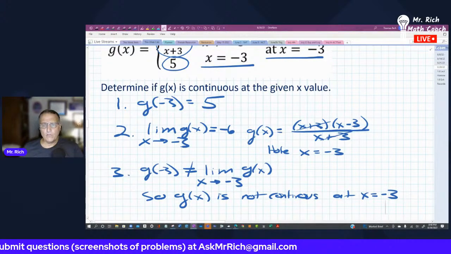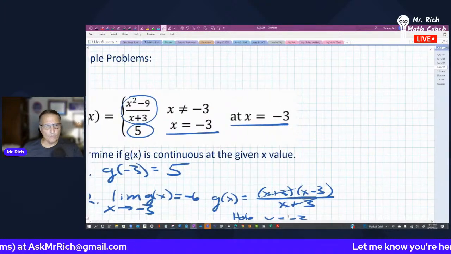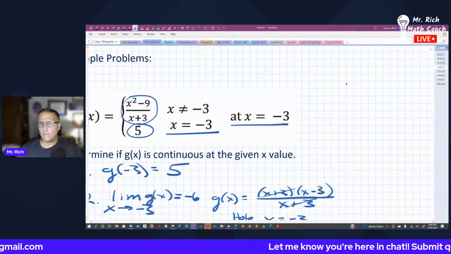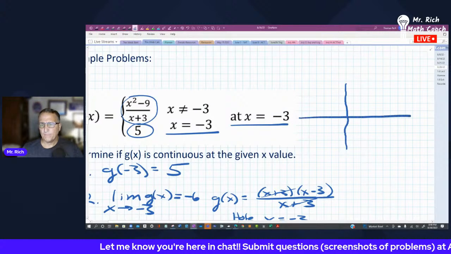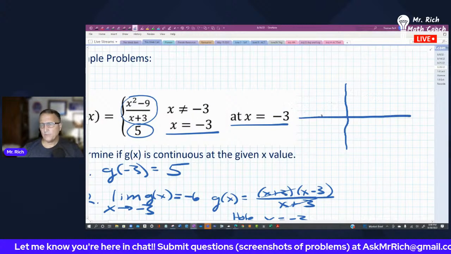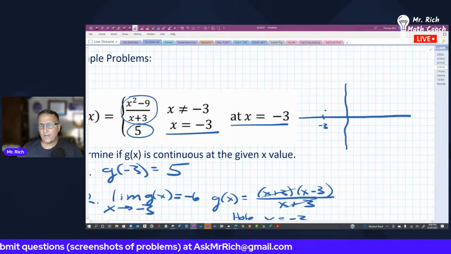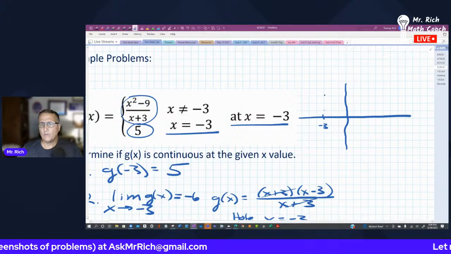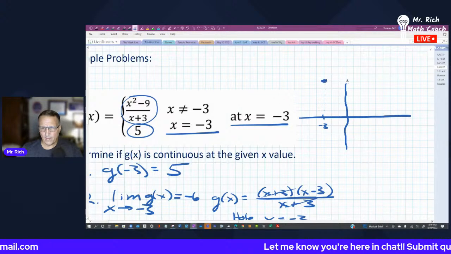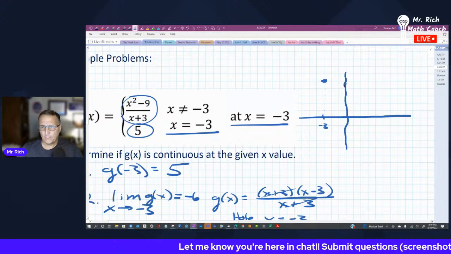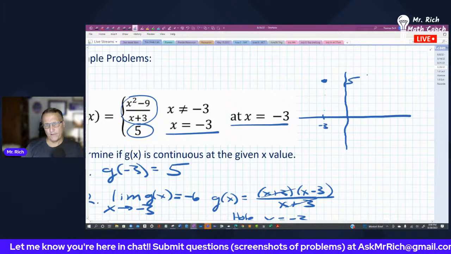So, what is happening? If you wanted to take a look at what this function would look like if we graphed it right around x equals -3, so if we sketch this graph, here would be -3. And this function right at -3 has a dot right there at 5, because when we are at exactly x equals -3, the function value is 5.